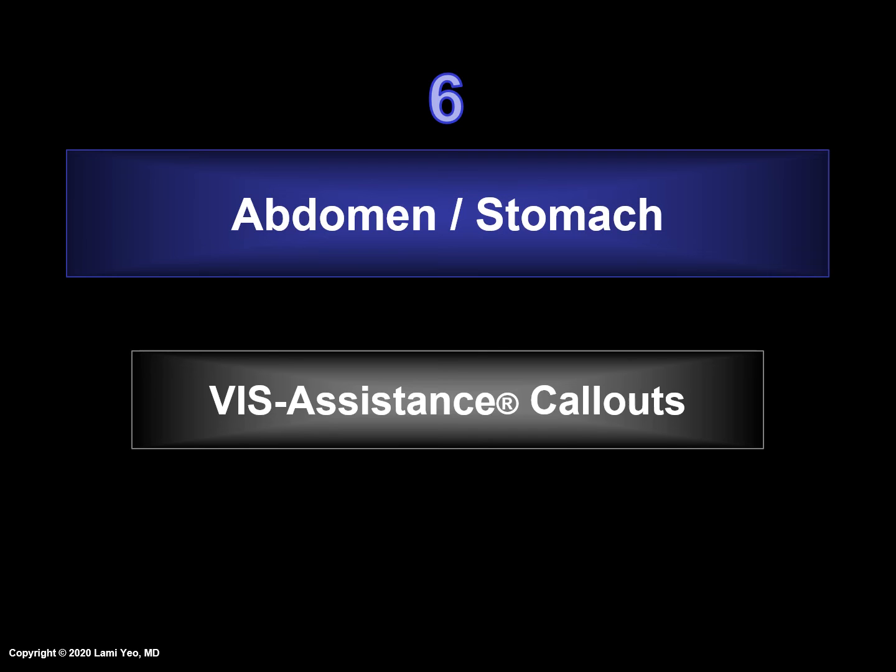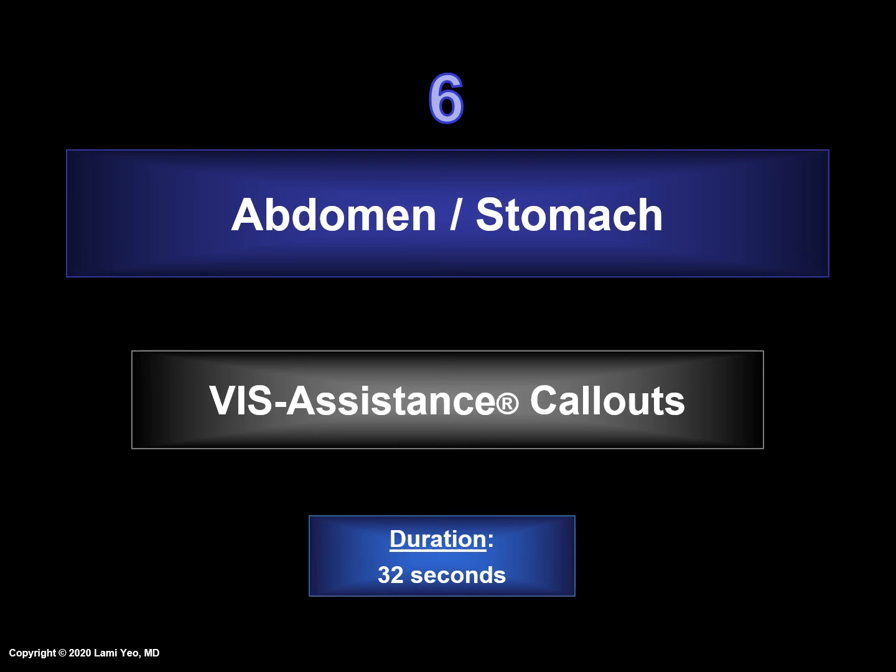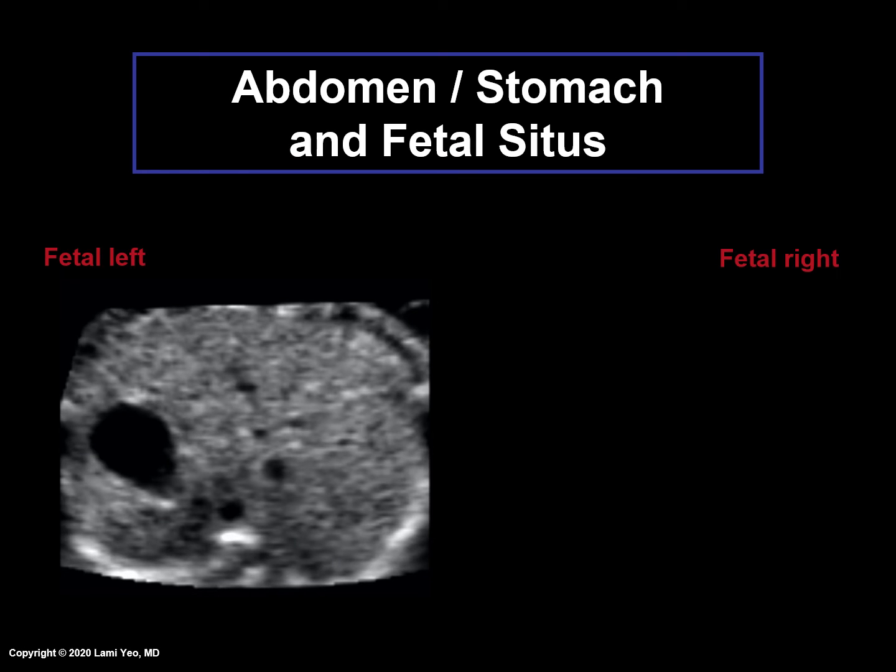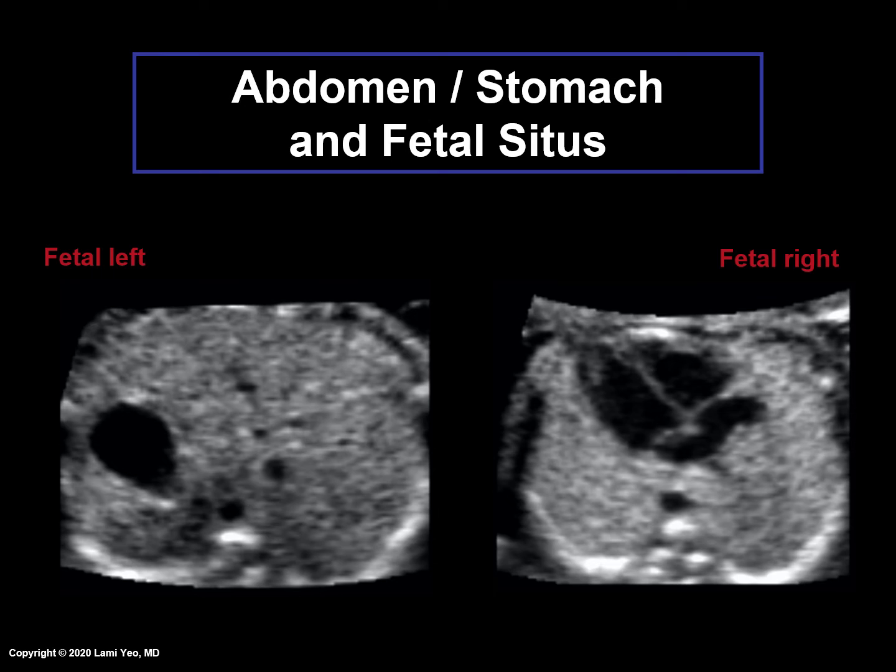Abdomen, stomach. The total duration of the VISA video clip for this view is 32 seconds. The goal for this VISA is to automatically demonstrate the fetal situs and anatomical structures such as the stomach and descending aorta. Therefore, the abdomen stomach VISA has been programmed to show both the fetal abdomen and 4-chamber view to determine the type of fetal situs. The 5-chamber view and 3-vessel view may also be shown.